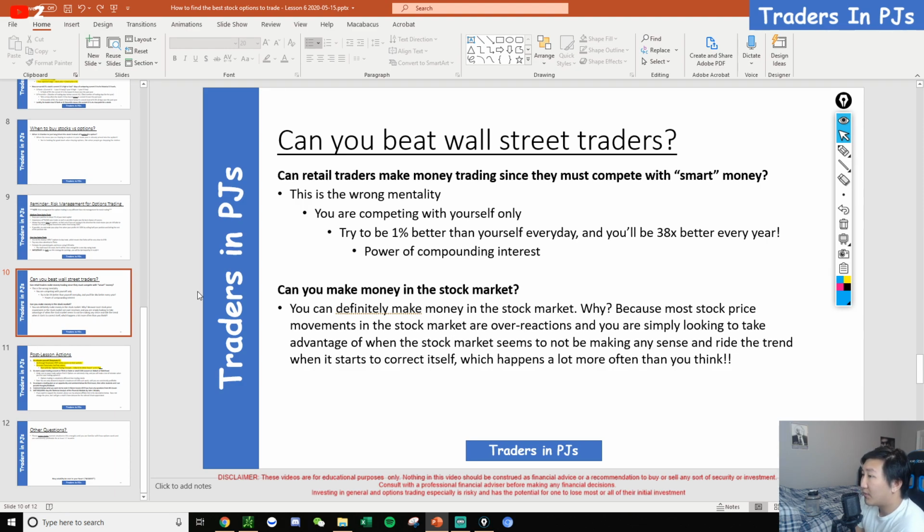Can you make money in the stock market? You can definitely make money in the stock market. Why? Because most stock prices in the stock market are overreactions. And you're simply looking to take advantage of when the stock market makes an overreaction move and ride the trend when it corrects itself, which happens a lot more often than you think.